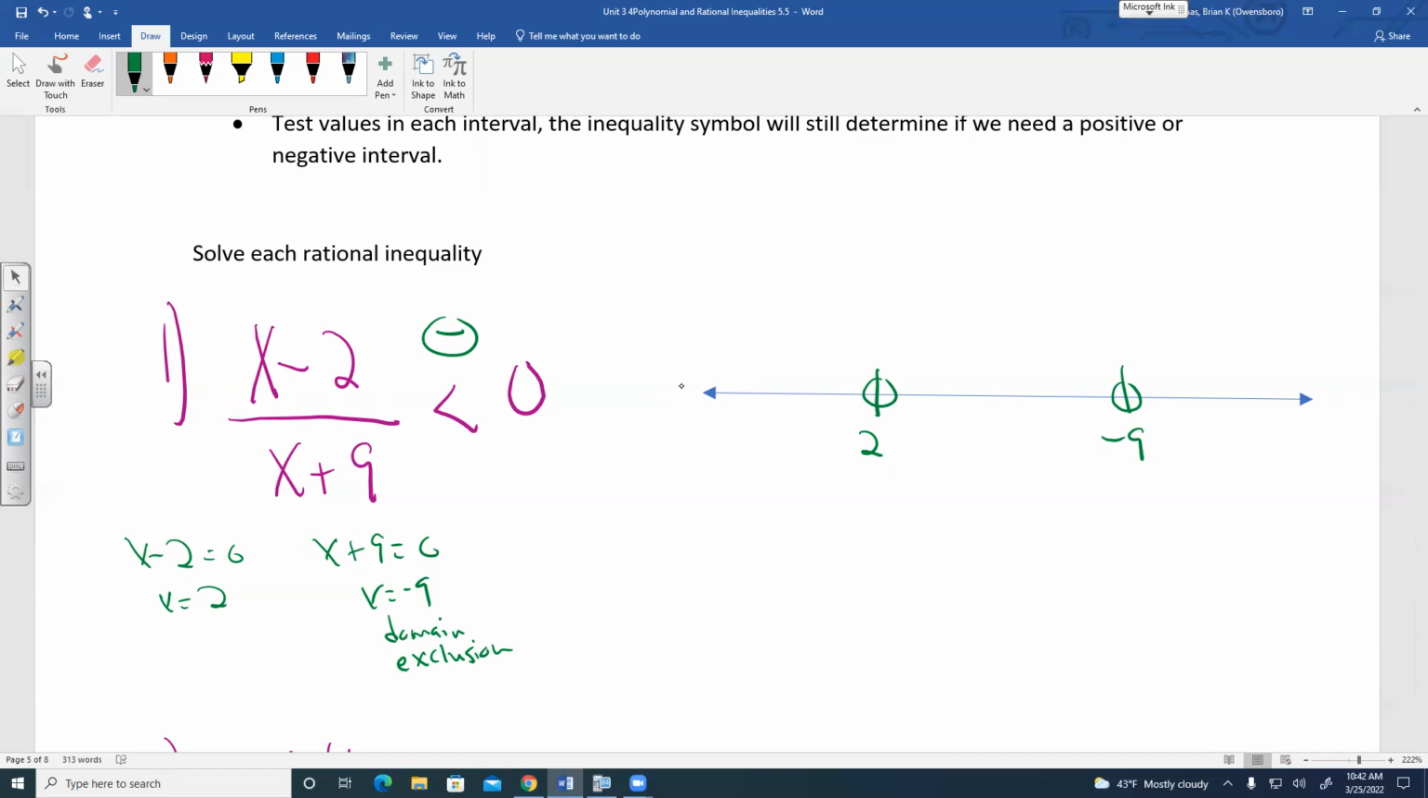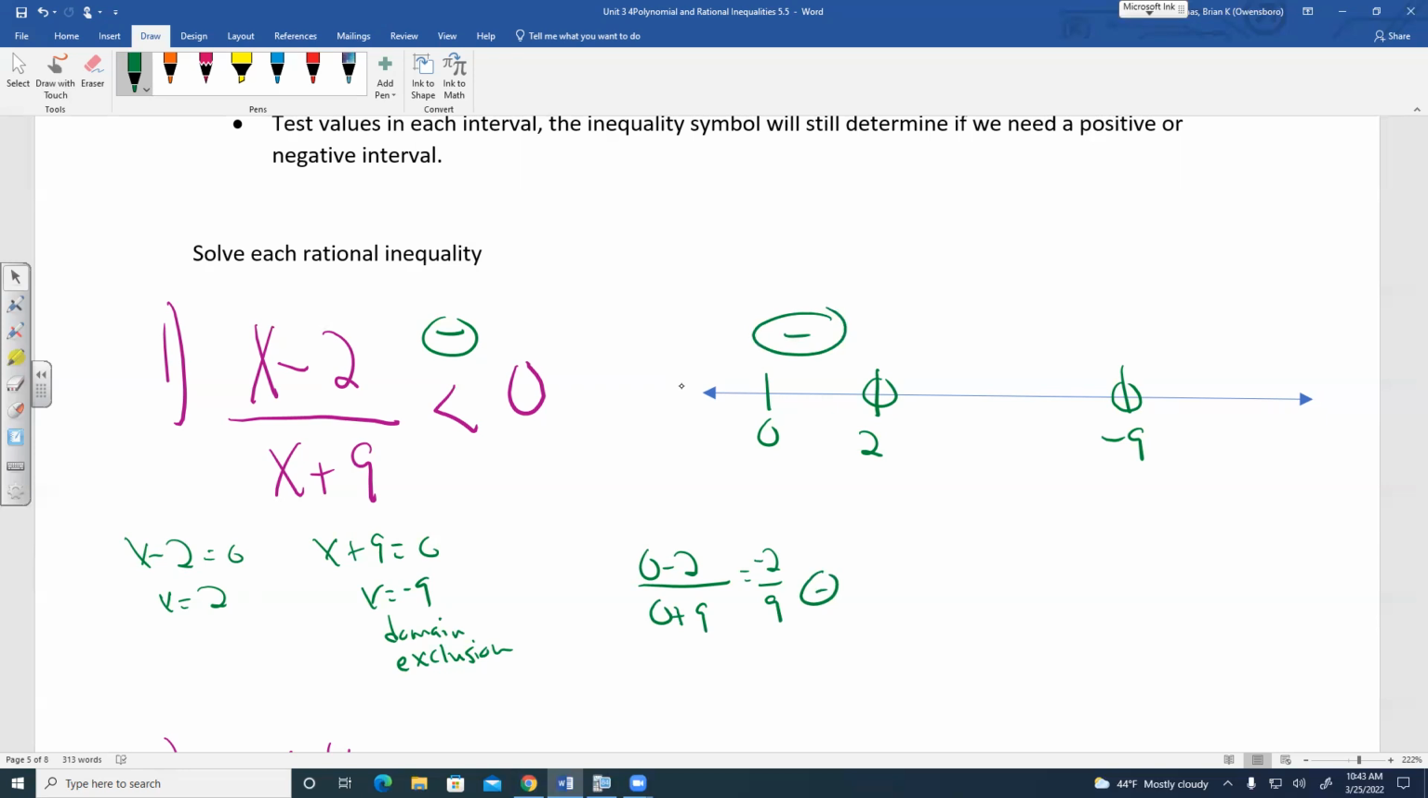So I'm going to test something left of 2. So that's going to be, say, a 0. And I'm not going to do all the math out. I'm just going to pay attention to the law of signs when it comes to dividing positive and negative numbers. So when I put a 0 in, I get 0 minus 2 on the top, and I get 0 plus 9 on the bottom. So that's going to be a negative 2 over a 9. Notice that that's a negative value. So that means that over here, it's going to be negative.